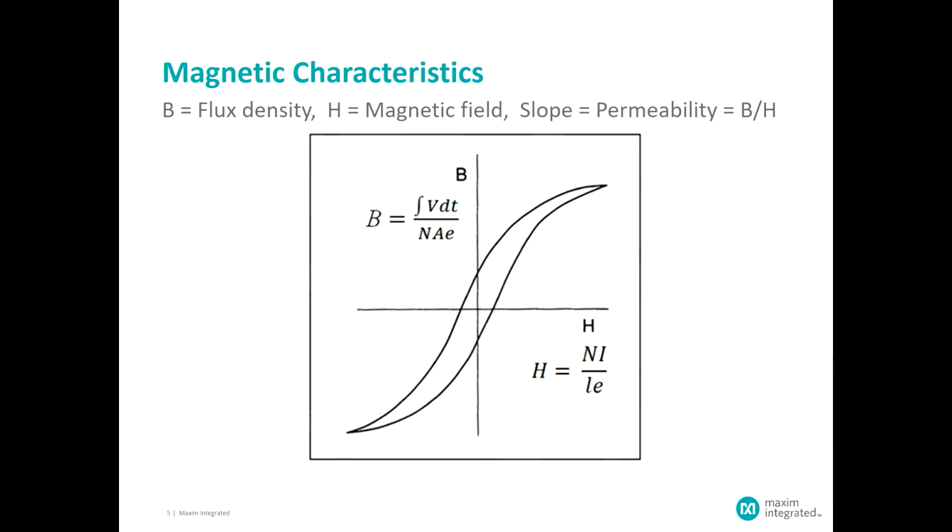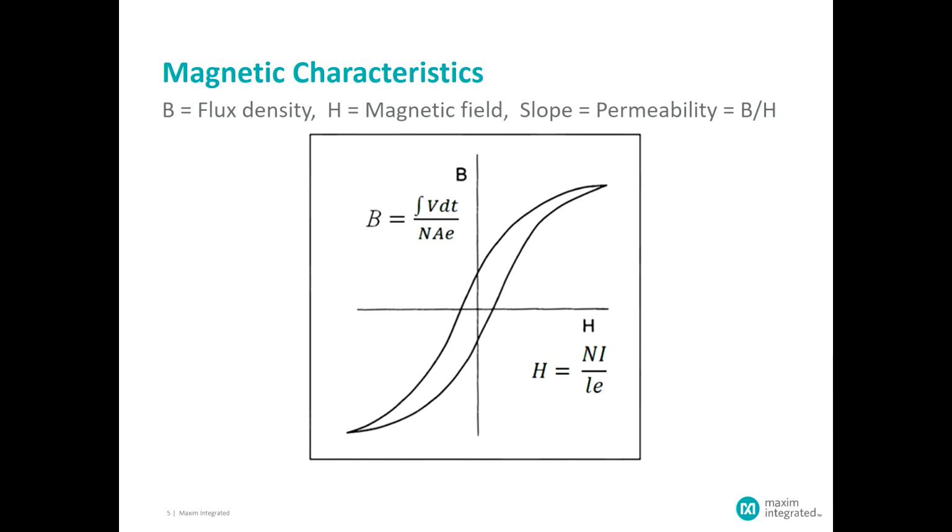And the area of the curve itself represents the energy that is lost in the magnetic switching process. So every excursion up and back generates some internal loss that has to be accounted for in the design.